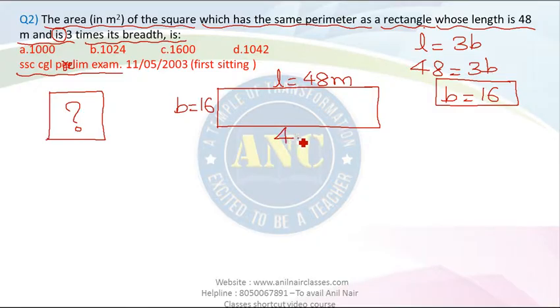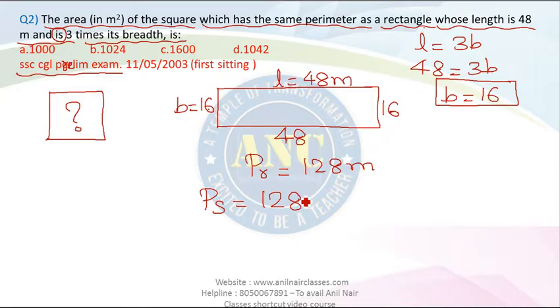Can I say that this also will be 48, this also will be 16? Now, simple understanding, sir. 48 plus 16 is 64. That means the perimeter of the rectangle is 64 plus 64, 128 meters, and the perimeter of the square is also the same as the rectangle because it is given in the question.